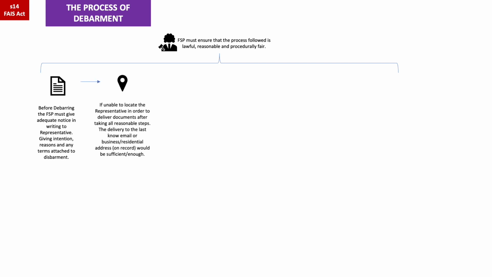If the FSP is unable to locate the representative in order to deliver the notice letter after taking all reasonable steps, delivery to the last known email, business or residential address, or contact details on record would be sufficient. The FSP is to provide a copy of the FSP's written policies and procedures governing the debarment process.